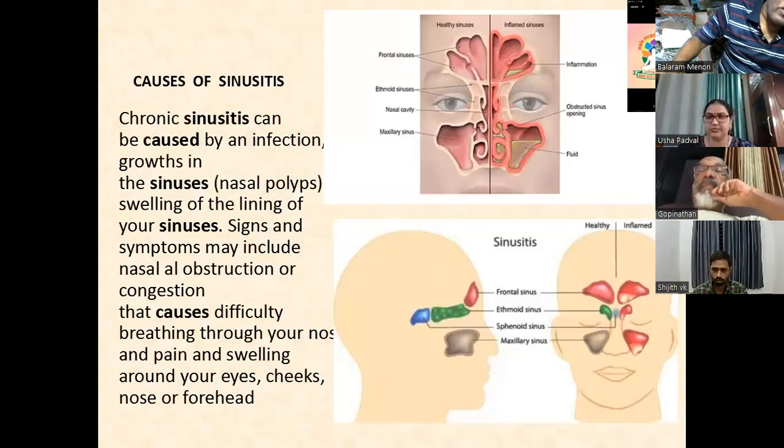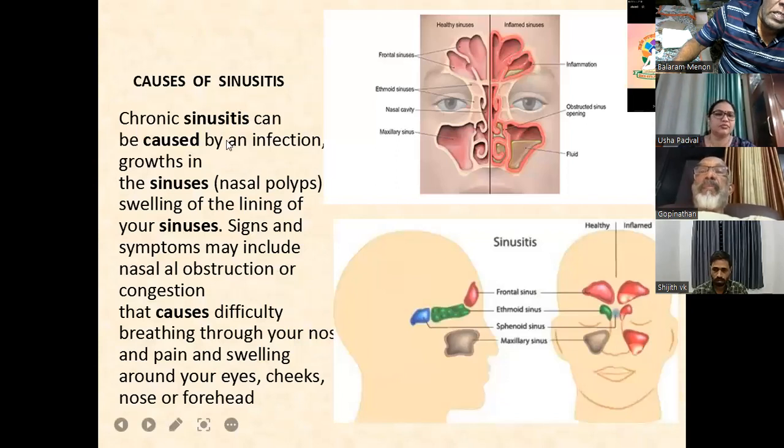Causes of sinusitis: a chronic sinus infection, growth in the sinuses, nasal polyps, swelling of the linings of the sinuses. Signs and symptoms may include nasal obstruction or congestion that causes difficulty breathing through your nose, and pain and swelling around your eyes, cheeks, nose, or forehead.